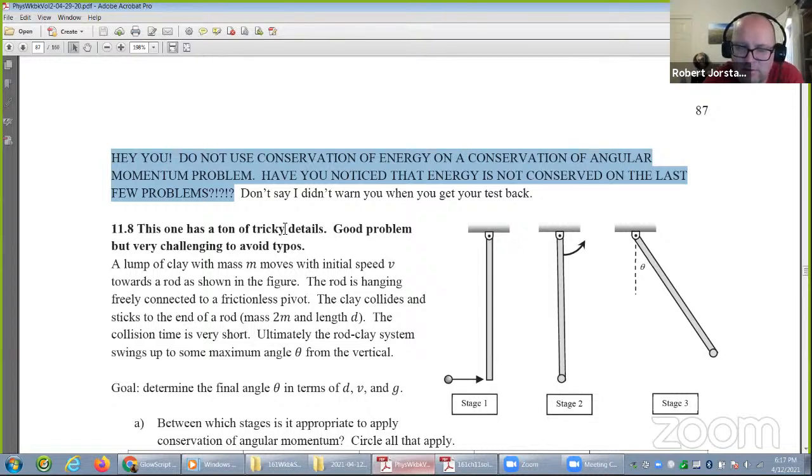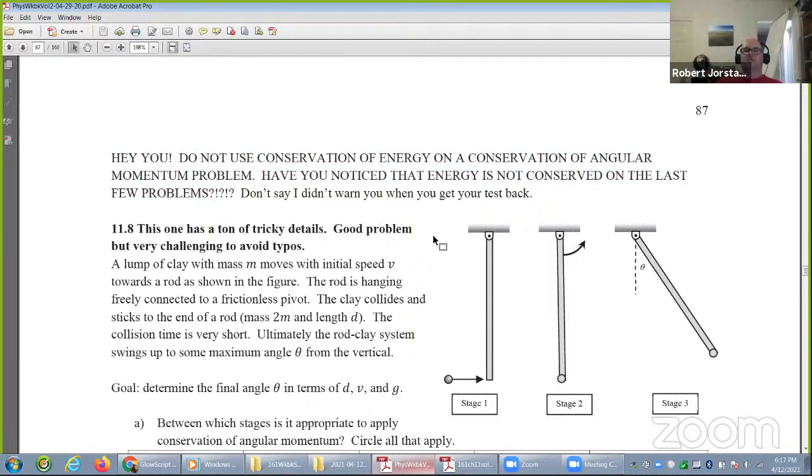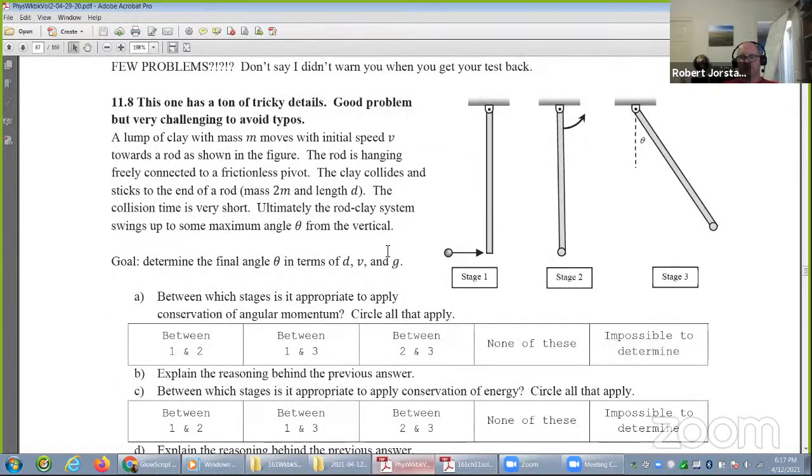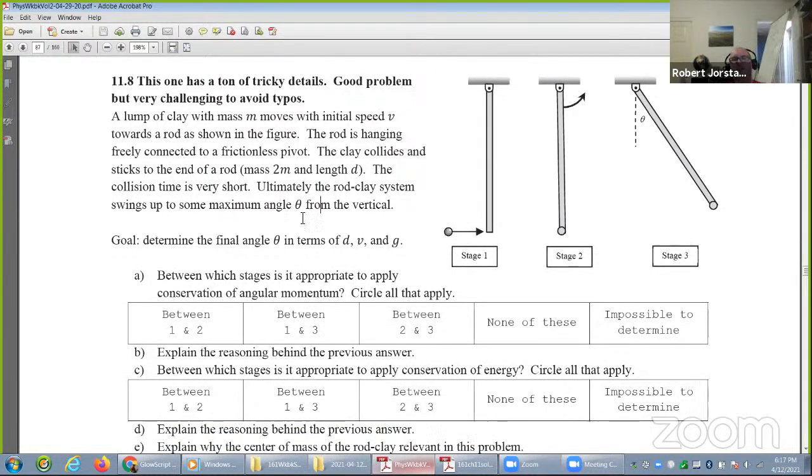Sometimes there are external forces or work done. So you have to be careful. You can't always use energy conservation. Moral of the story, learn to identify which problems are rotational energy problems and which problems are angular momentum. For example, in this one, let's take a look at it.